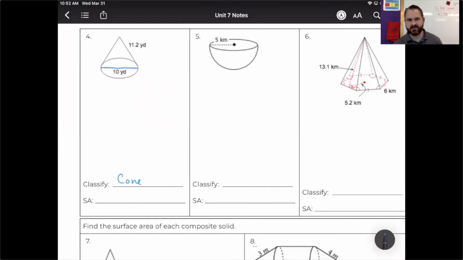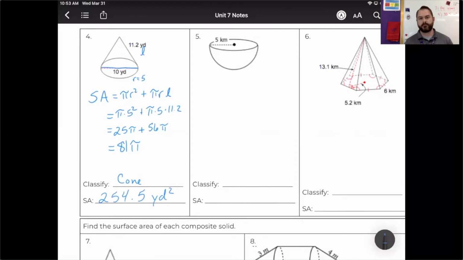All right, this is our answer we should get for the surface area of this cone. Since the radius is 5, when I plug in here to my surface area of a cone formula, I end up getting 81 pi, which simplifies or solves to 254.5 square yards.